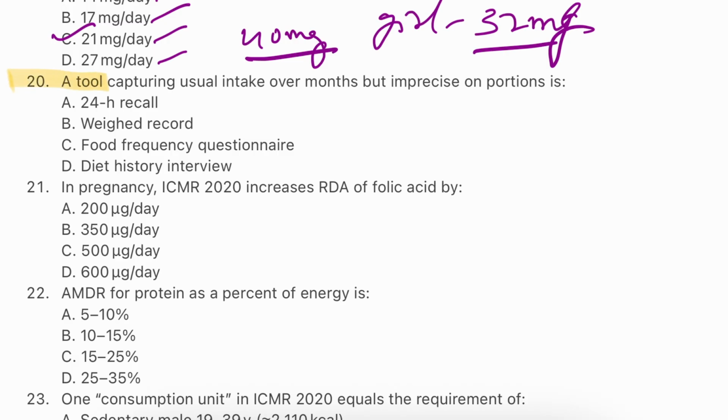Question number 20. A tool capturing usual intake over months but imprecise on portions is: 24-hour recall, weighed record, food frequency questionnaire, diet history interview. The answer will be C, food frequency questionnaire. A food frequency questionnaire assesses long-term intake but lacks portion precision.